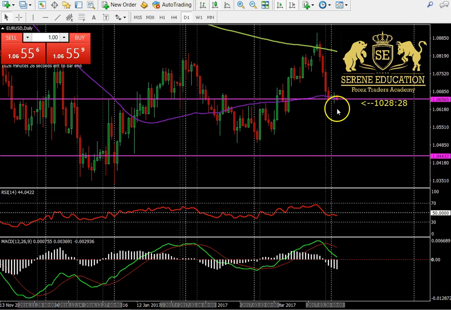A bearish candle closed lower. RSI is below 50. Our MACD histogram is below the midline. We've had a MACD moving average crossover as we started to see that pullback from the underside of that 200-day moving average, and that Fast line is almost about to cross over the midline.